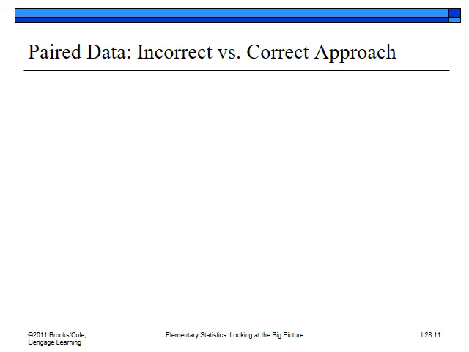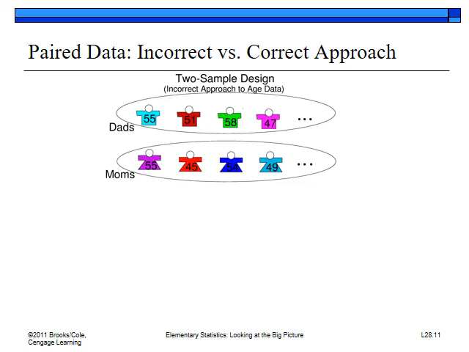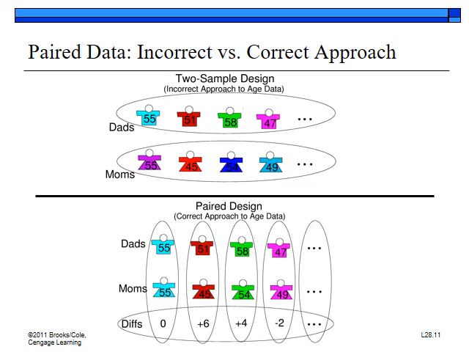Now, there are 2 ways to look at this. In the first way, a two-sample design, we lump all the dads together and all the moms together. But the dads and the moms are related. Each student at the university has one of each. So what we really want to do is pair up the corresponding dads and moms and find the difference in their ages.